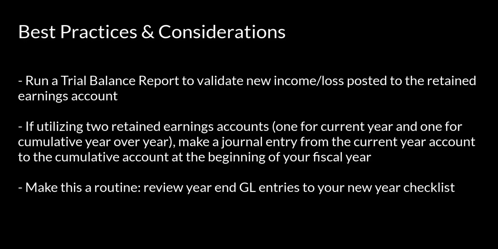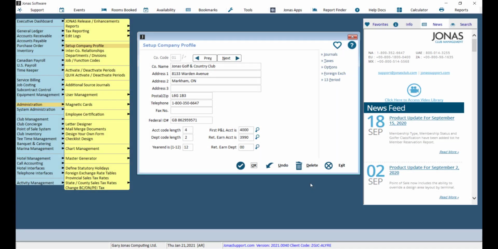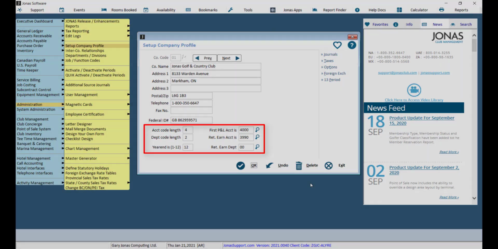Jonas will automatically perform year-end closing entries of profit and loss accounts at fiscal year end. Net profit or loss will be recorded to the retained earnings account on the first day of the new fiscal year. Year-end and closing entries in Jonas will look at your company profile to determine the fiscal year end, the retained earnings account, and the profit and loss accounts.